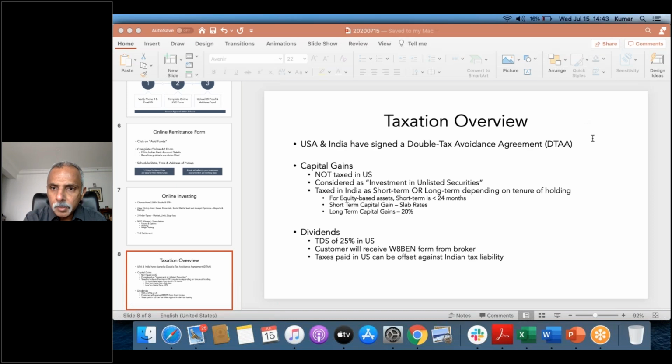The question is, can we remit funds more than 2 times a year? Of course, you can remit funds even 10 times, 100 times a year. There is no cap on the number of times you can remit funds. The only cap is that the total amount should not be more than $250,000.